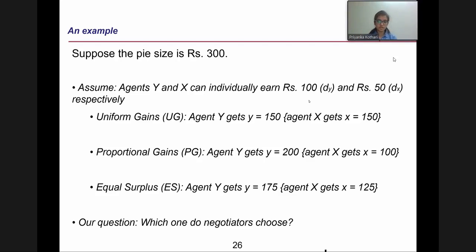The third one is equal surplus, which is Nash type. The basic idea behind it is that whatever the gain is from the cooperation, when two persons come together, they have a gain from the cooperation. That gain should be divided equally. So agent Y should get 100 plus 75, that is 175, and agent X should get 50 plus 75, which is 125. I would request the audience to think about, if this is the situation, what would our negotiator choose? And I promise that by the end of the chapter, I will show you what our subjects do.